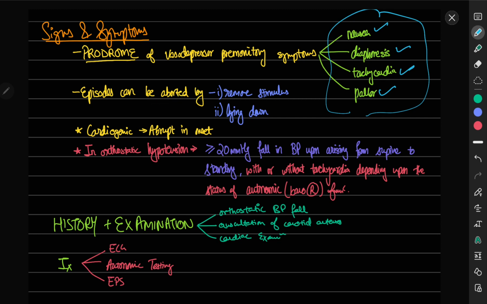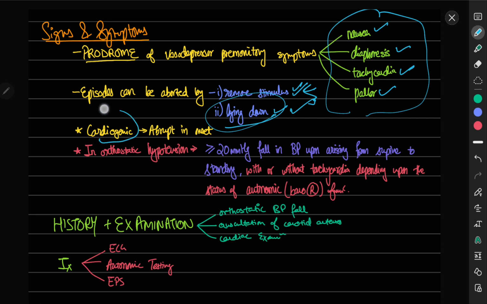Episodes can be aborted, very important, by removing the stimulus. If you are having pain, you remove the painful stimulus. If you are having a claustrophobic sensation, you go into a big room. If you are having a full bladder sensation, you void urine. Second is by lying down. You lie down flat on the ground, raise your feet, and the cerebral perfusion increases.